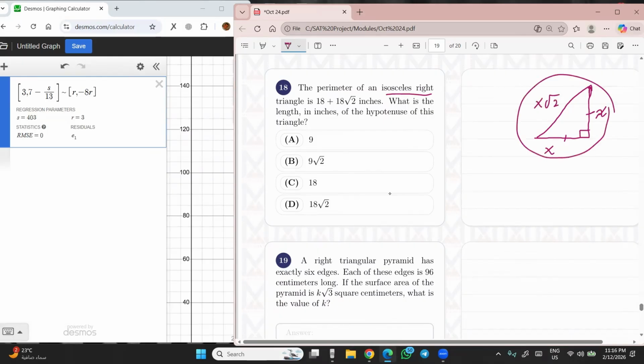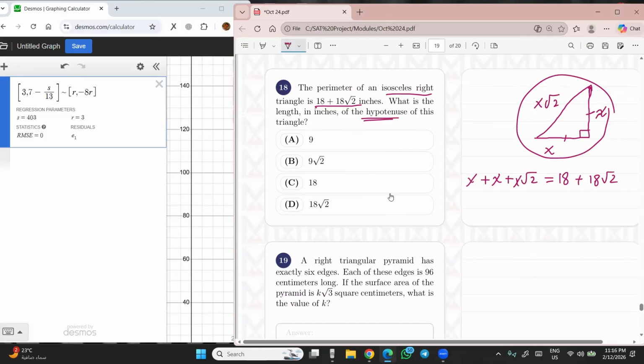The total of them must be equal to this number. Why the total? Because the perimeter means the sum of all of these three numbers. So we can write x plus x plus x square root 2 equal to 18 plus 18 square root 2. But the question does not ask for x. It asks for the hypotenuse, which is x square root 2.